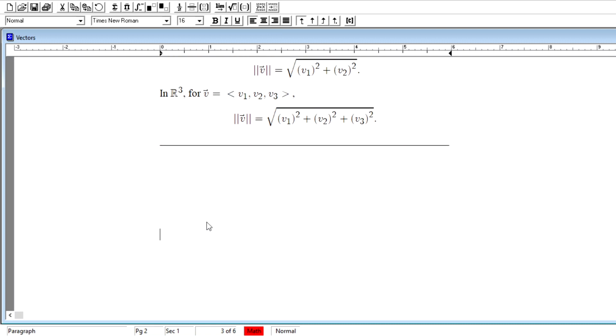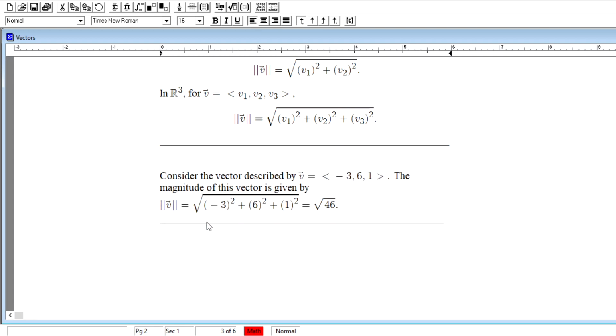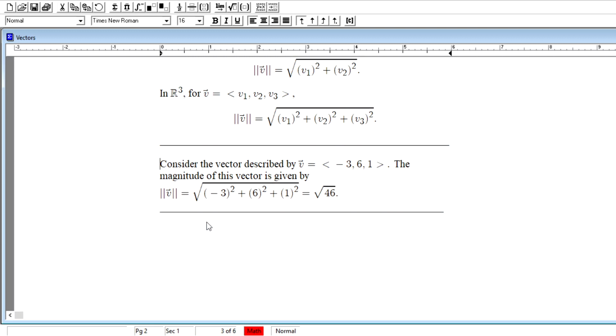If we consider a quick example here, we might consider the vector described by v bar equal to -3, 6, 1. If we were to plot this vector in standard position and look at its length, or actually we could plot this at any position and look at its length, this vector has a length of the square root of 46. That comes from the square of -3 being 9, the square of 6 being 36, so 9 plus 36 is 45, and the square of 1 is 1, so 45 plus 1 is 46 underneath that radical symbol.